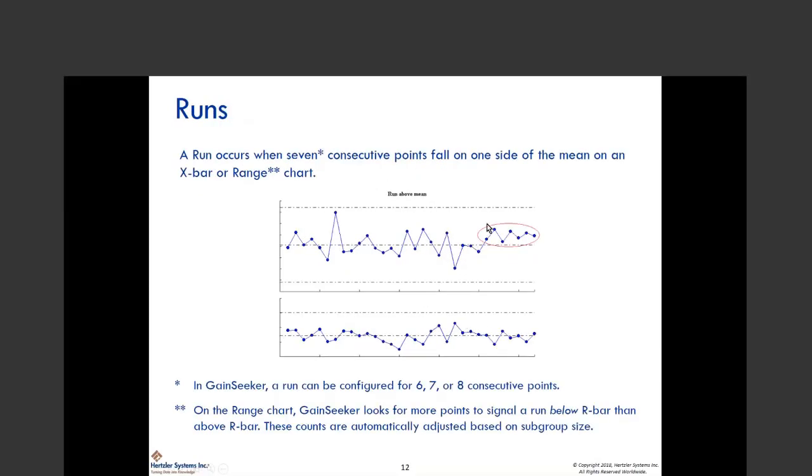A run is a series of points in a row above or below the mean. This is indicated by either 6, 7, or 8 points, which you can set up in GainSeeker to decide how sensitive you want this particular real-time alarm to be. Obviously, 6 points in a row is going to be the least sensitive. 8 points in a row is going to be the most sensitive.